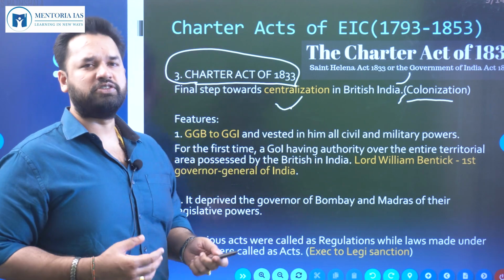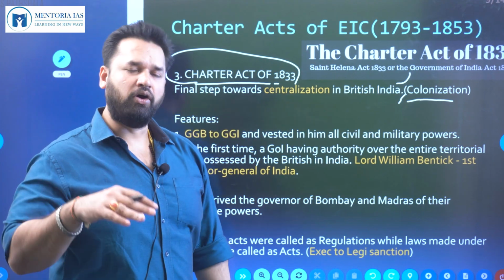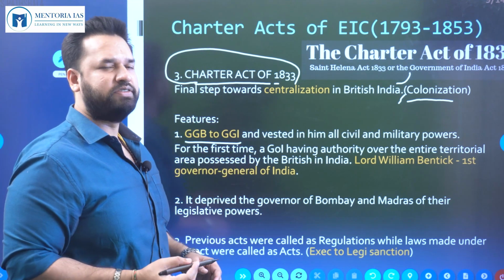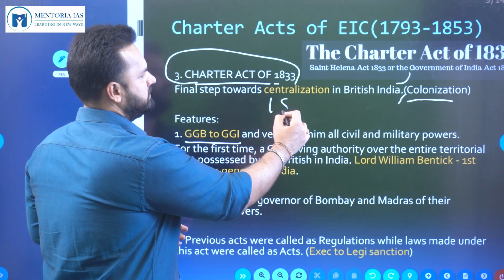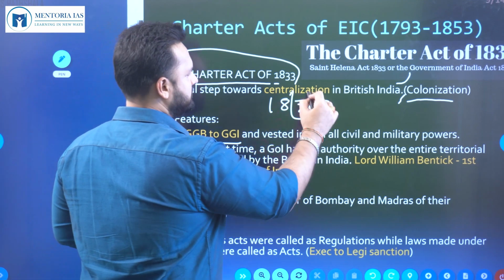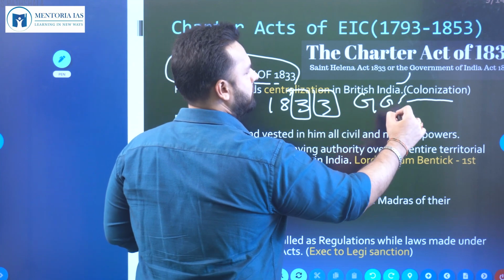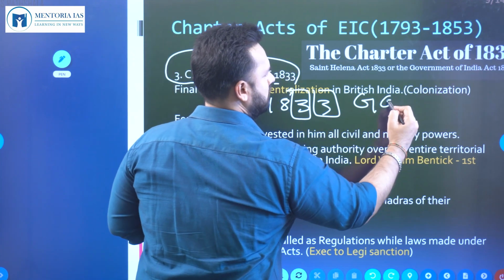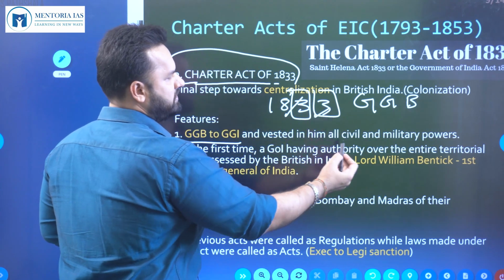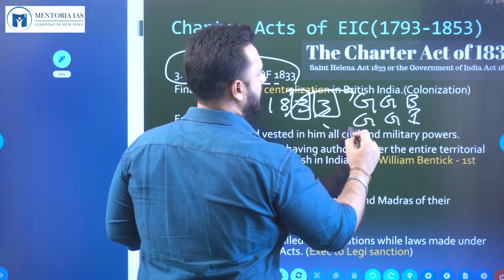What are the features of this act? The first one was that the Governor General of Bengal will become the Governor General of India. How do you remember this? In your exam you will be confused. There is the year 1833. How many threes are there? 2 threes. Okay, Governor General of Bengal has 3 words. And then there are how many threes? 3 threes. Governor General of India. So that is how you remember.